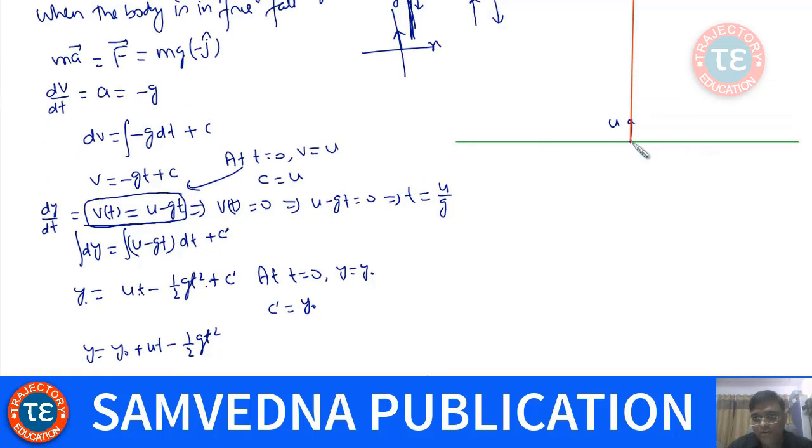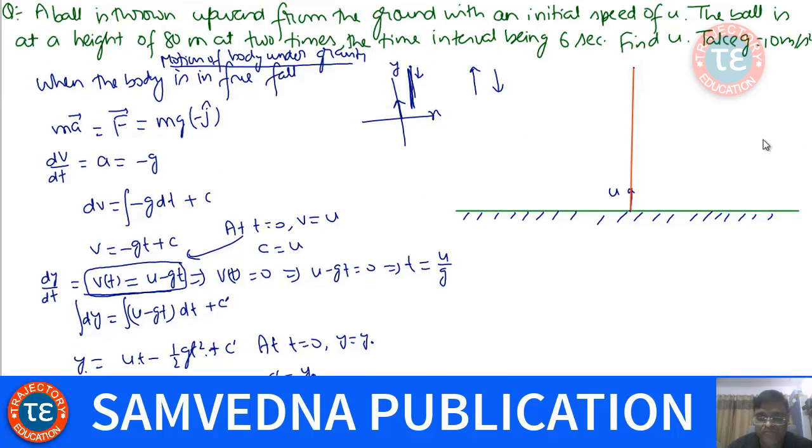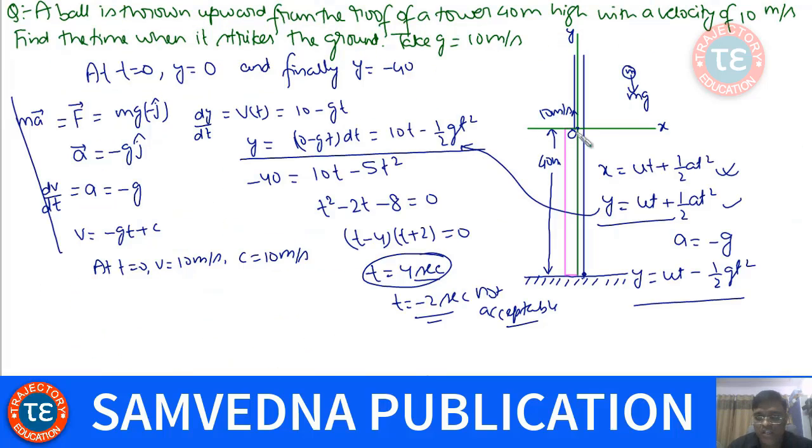Let this y naught be 0. Suppose the body is thrown from this level itself, from the ground itself, then your y naught is going to be 0. Moreover, this value of y naught will depend on the coordinate system we are choosing. Like in the last question, if I would have taken this as the origin, in that case y naught would have been different from 0. Y naught would have been 40, and the final y of t would have been 0. That is also one way you can do the question.